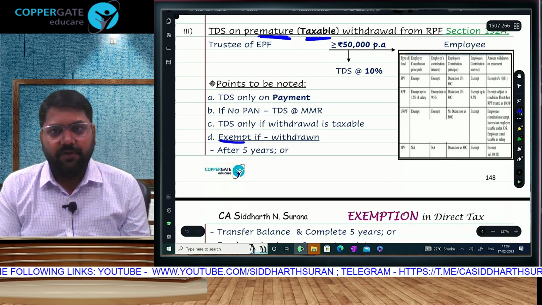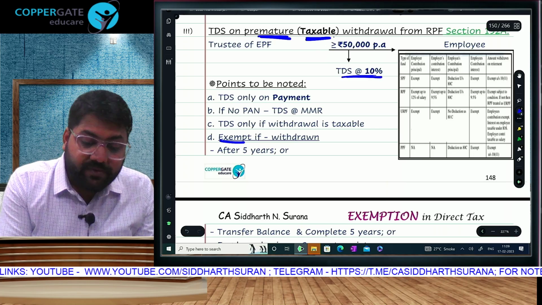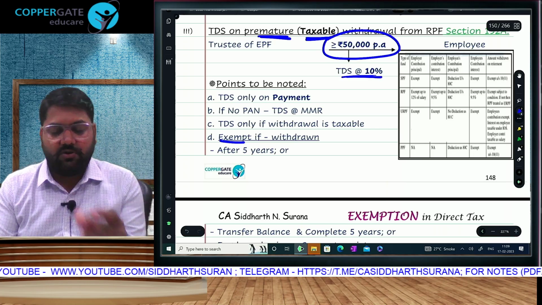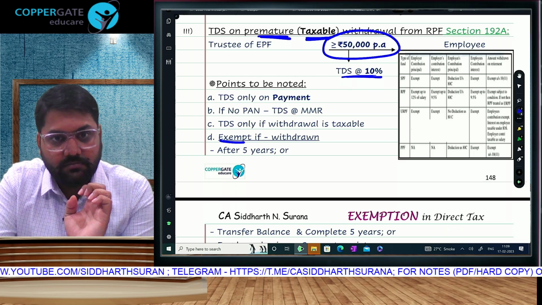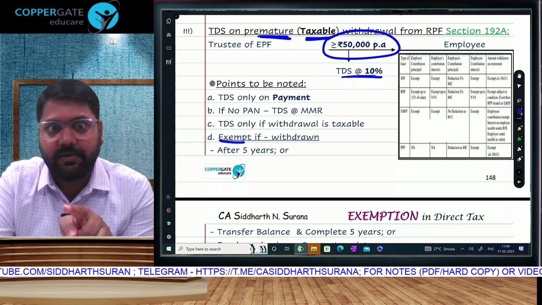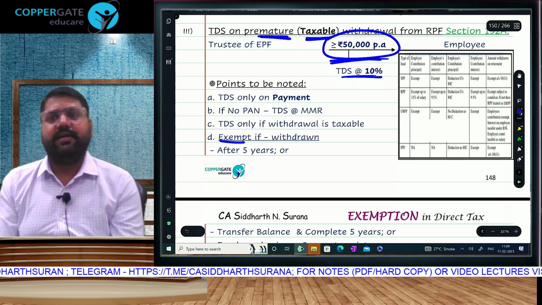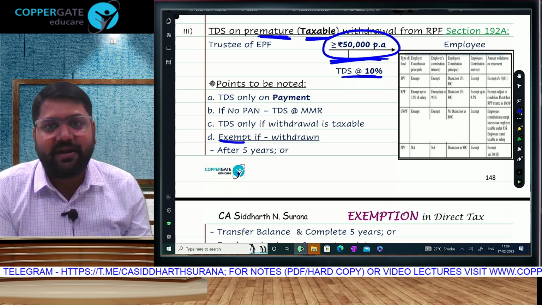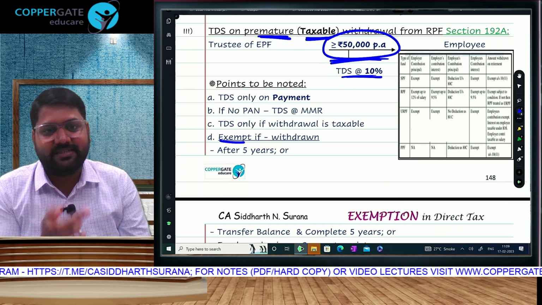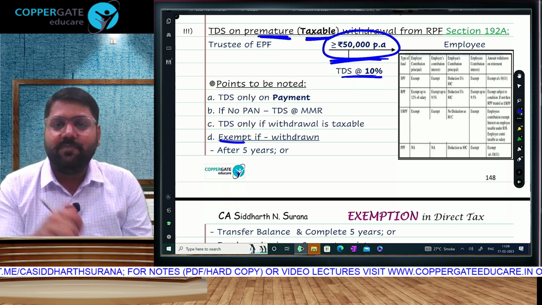Before 5 years, if you withdraw, so there will be TDS of 10% if the amount that you are withdrawing is 50,000 or more. Let's be clear, if the amount that you are withdrawing is 40,000, there may not be TDS, but it will be taxable income. This threshold is only to decide yes TDS or no TDS. Exempt, तो अगर 5 years complete किया है, irrespective of amount, taxability and exemption depends on number of years you have invested the money in RPF. TDS will come on 50,000.